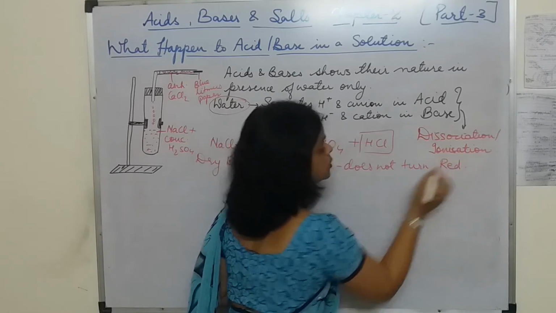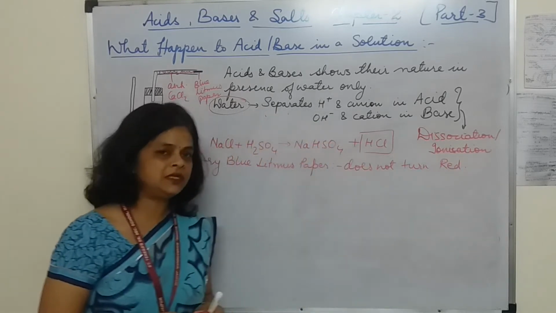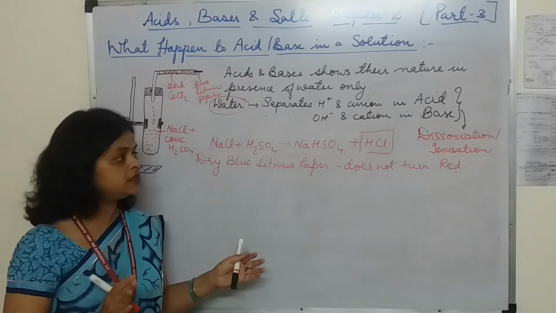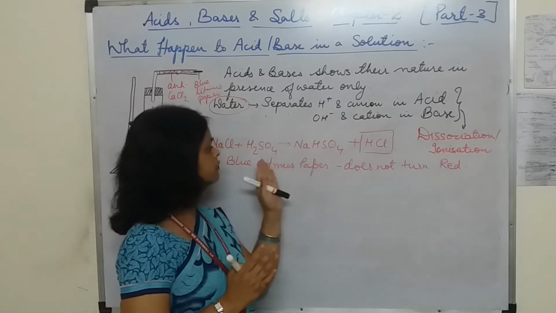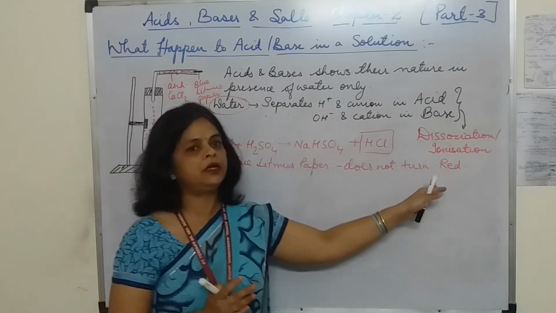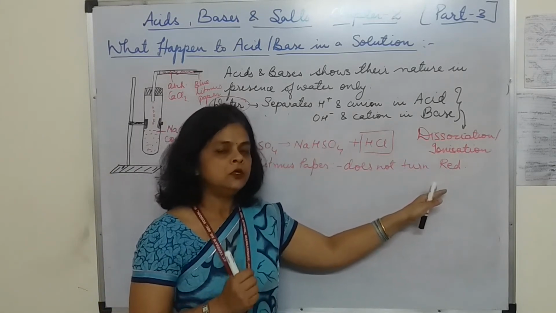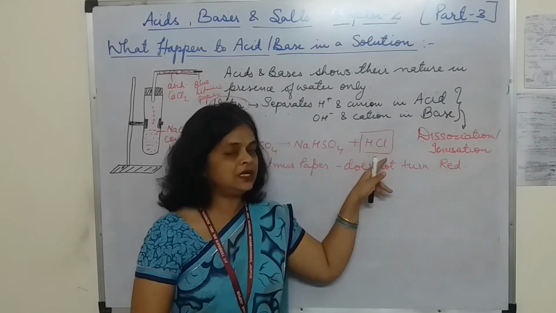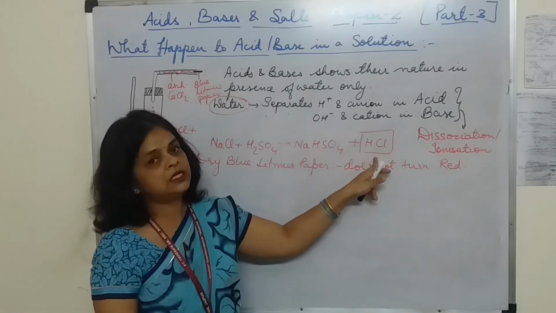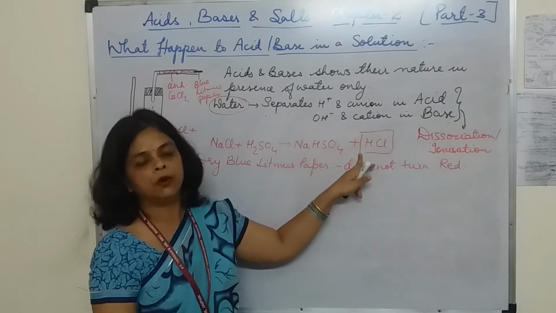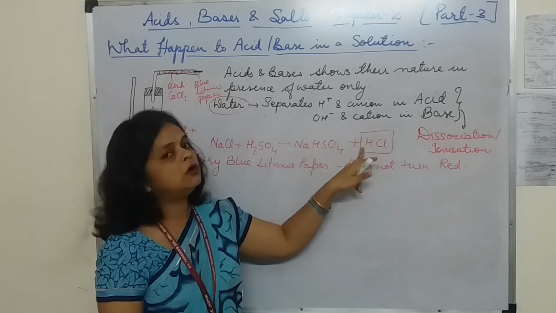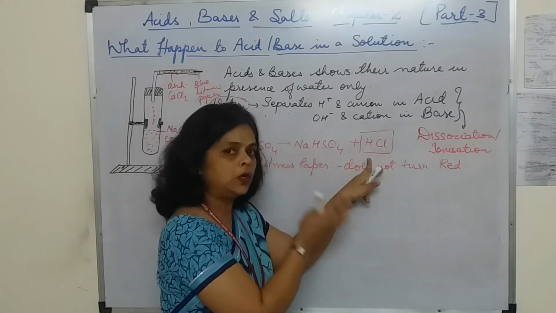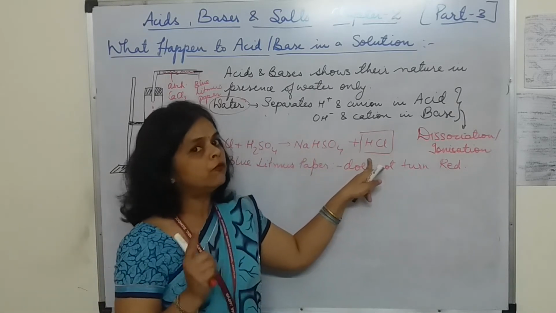Now the question comes to our mind: we had already seen that HCl dissociates to form H plus and Cl minus. So why is it not converting the color from blue to red? What is the reason? I guess you can give me the answer. Here this HCl, hydrogen chloride, is a gas and it is a covalent compound. Okay, so it is not called an acid. For HCl to be called an acid, it requires water.